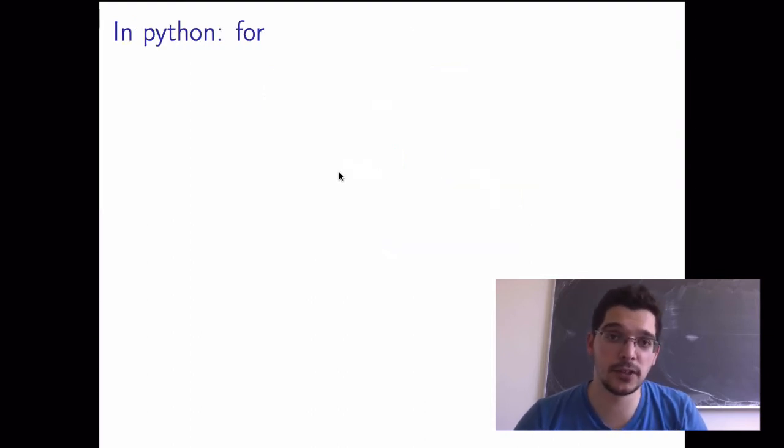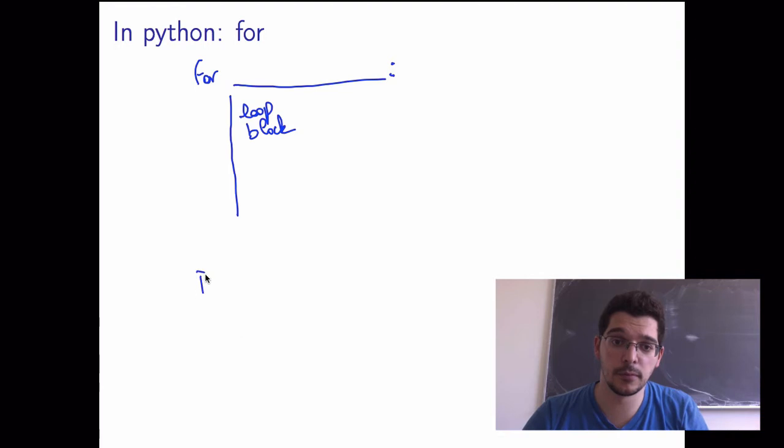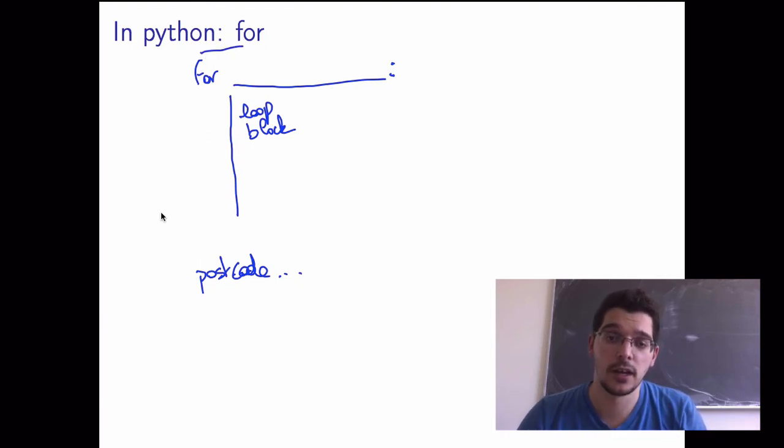Okay, so in Python, this iteration is implemented by a for loop, and it's done slightly differently. So the grammar is that you write for, and then something with a colon, and then you write your loop block, so what you want to execute, and then some post code. So some additional code to run afterwards, and there is some previous code here. Okay, and the for will essentially implement the test. So the for here will have to be what's called an iterator in Python.